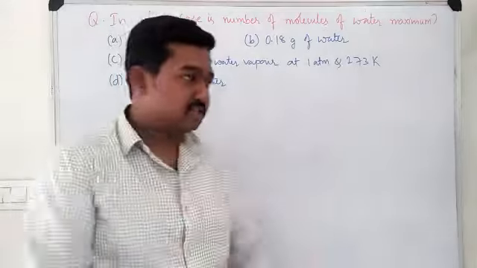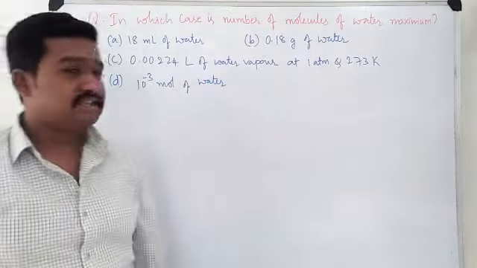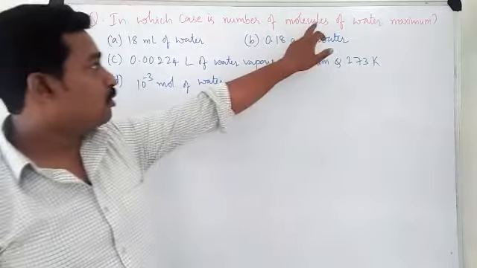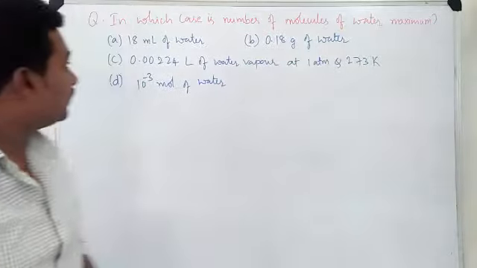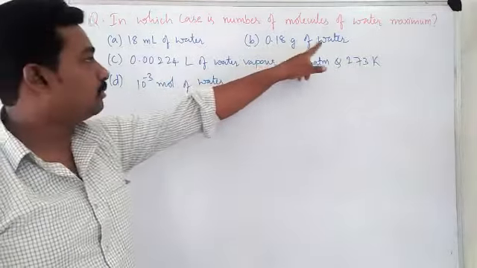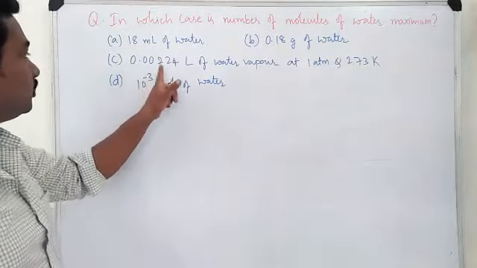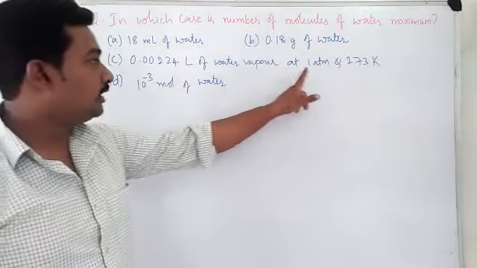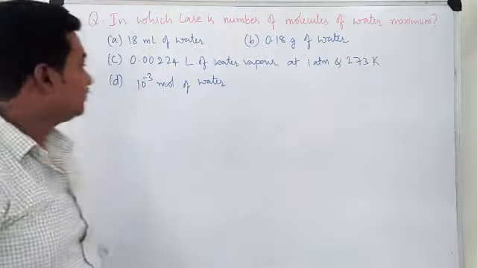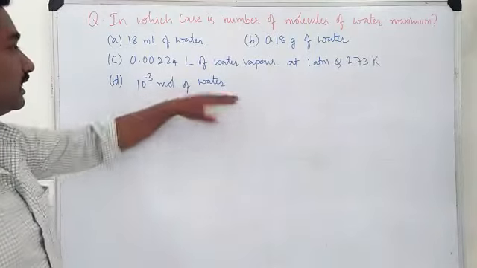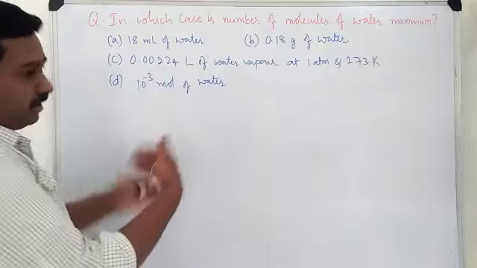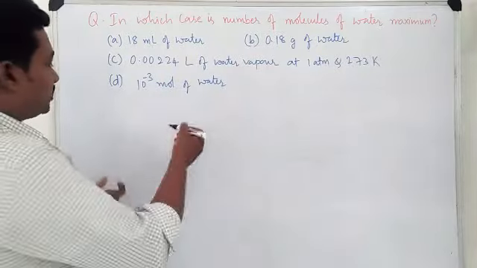Now the next question. In which case is the number of molecules of water maximum? This is not moles, it's given as molecules. There are 4 options: 18 ml of water, 0.18 gram of water, then 0.00224 liter of water at 1 atmosphere 273 Kelvin, which means standard temperature and pressure, and option D is 10 power minus 3 mole of water. Okay, let us solve this. This method is a verification method. We have to verify each option here.